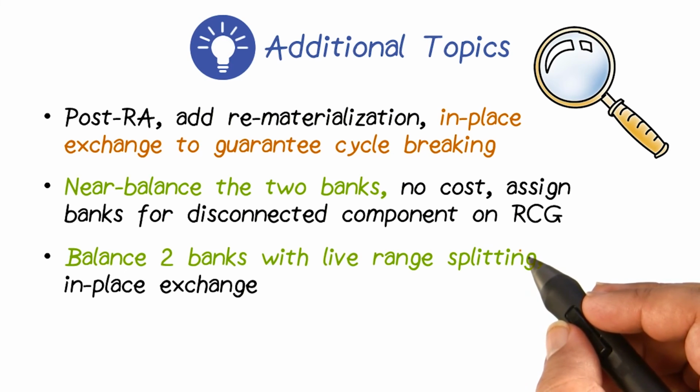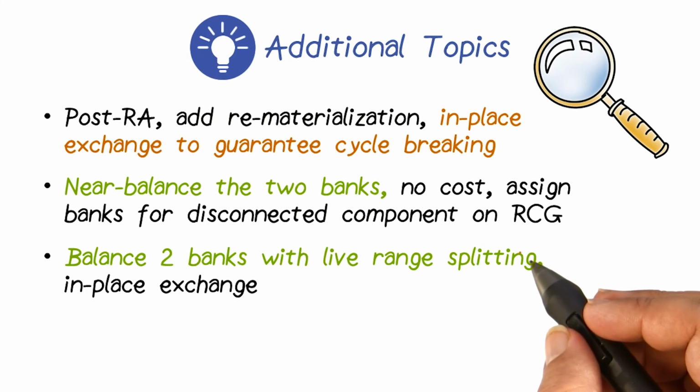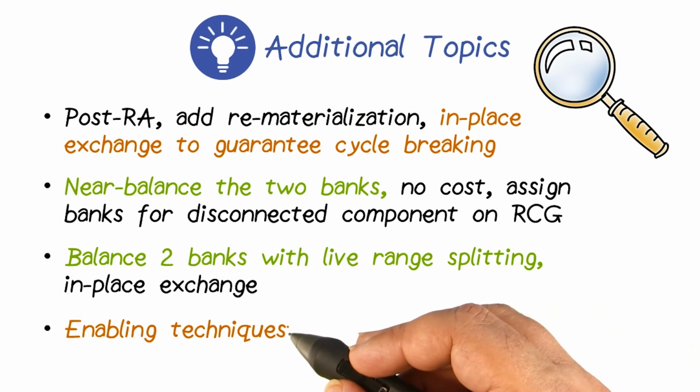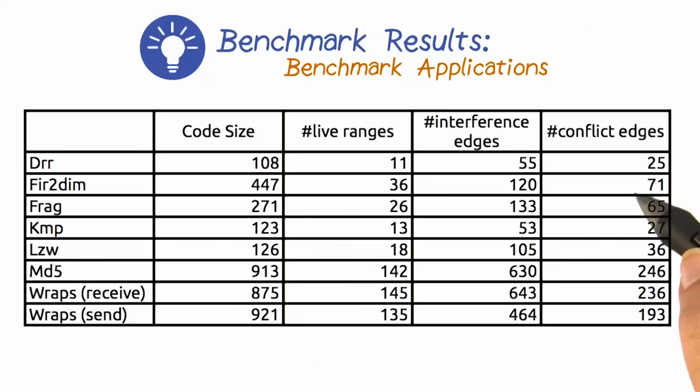the two banks balanced, to move an operand from one bank to the other and swap it with another operand, for example. And then finally we have some enabling techniques which make the RCG more viable for live range splitting and odd cycle breaking. Again, please refer for all these to the paper in the instructor's materials. Let us now look at certain benchmark results.